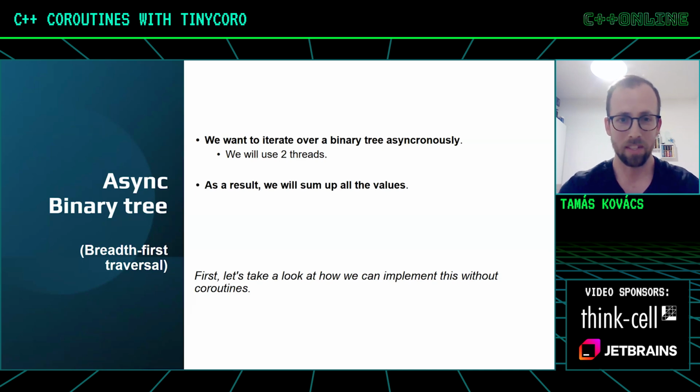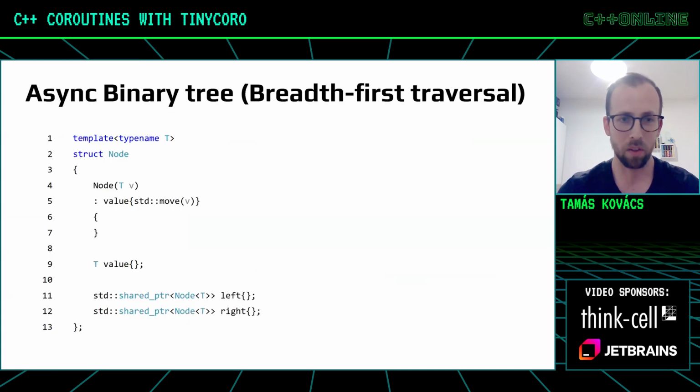So next slide, please. The node looks like just a simple structure. As you can see, in line 11, there is a left child. In line 12, there is a right child. And in line 9, as you can see, there is the value that we are storing in each and every node.